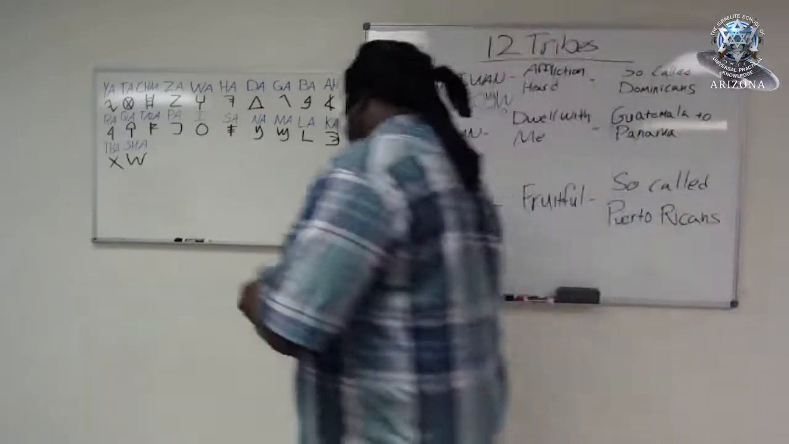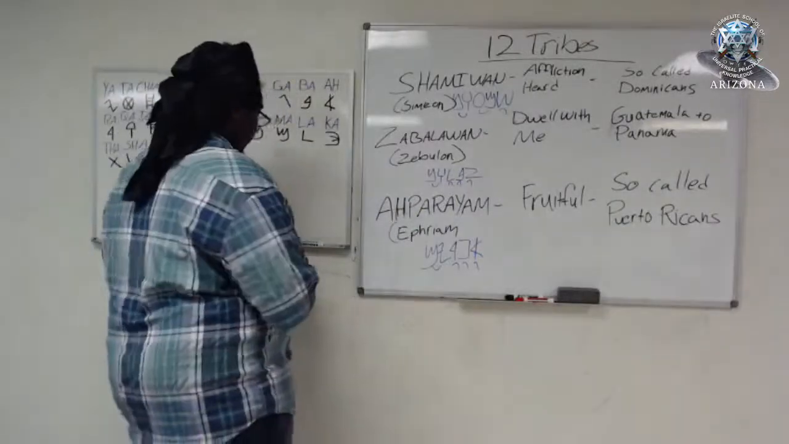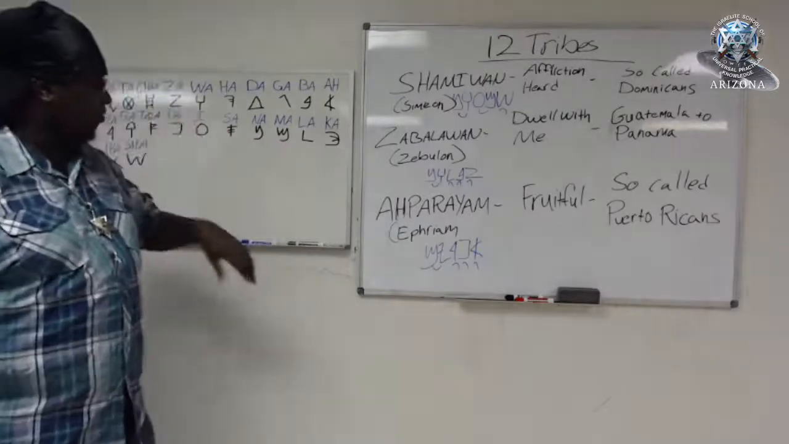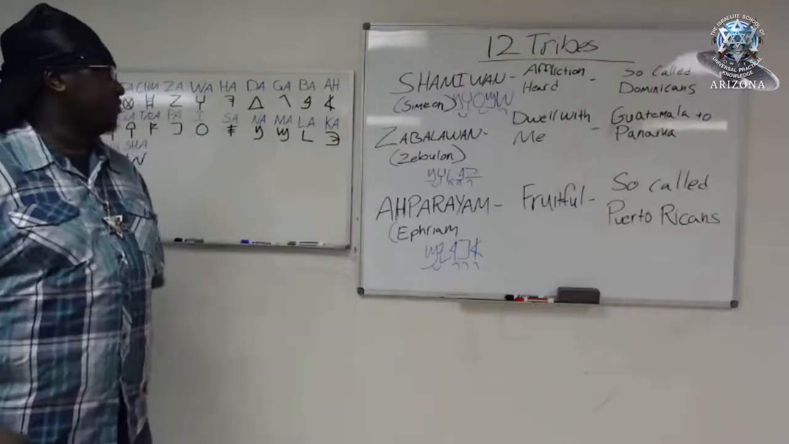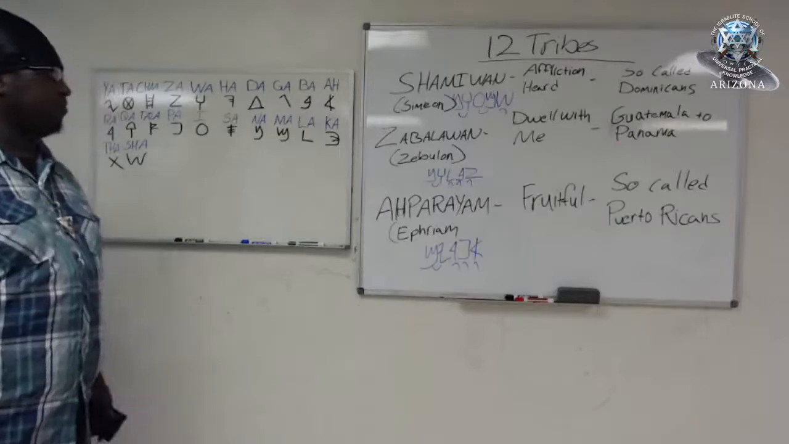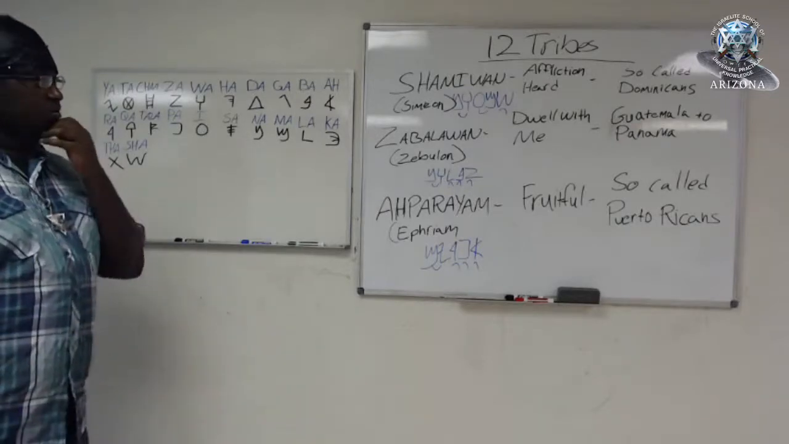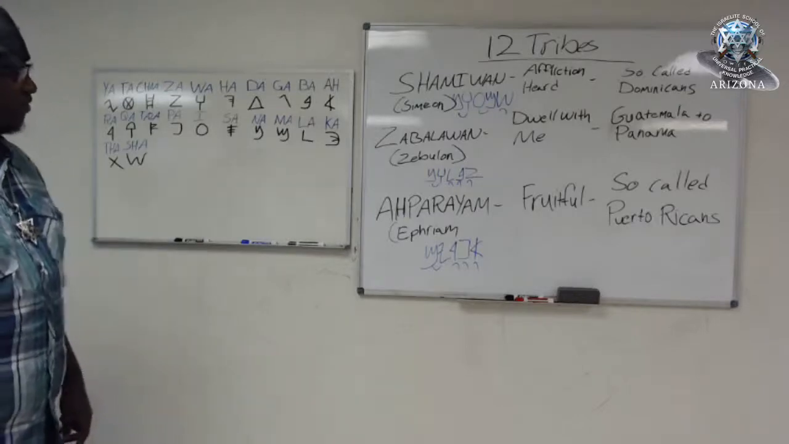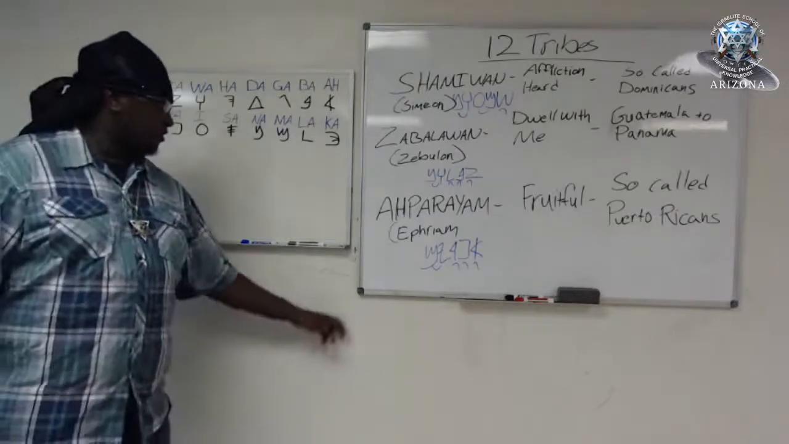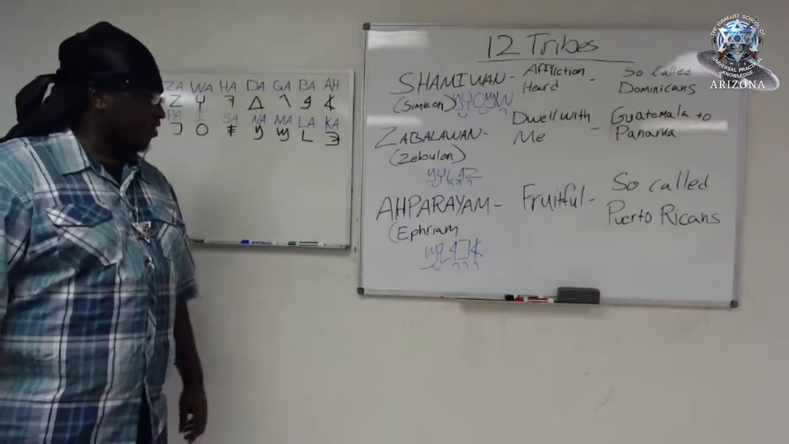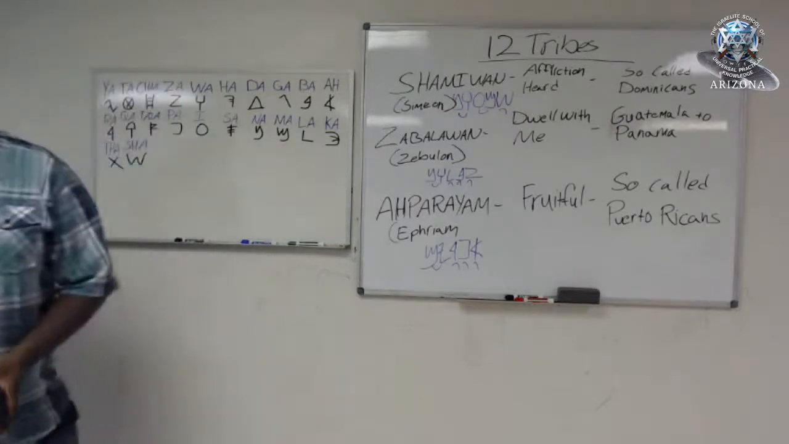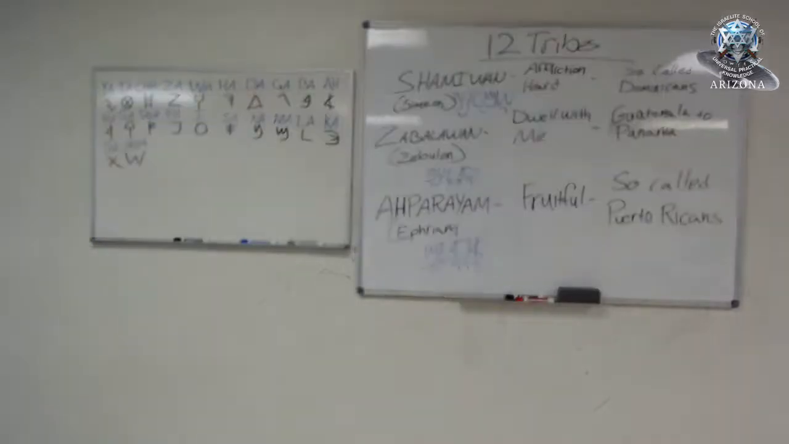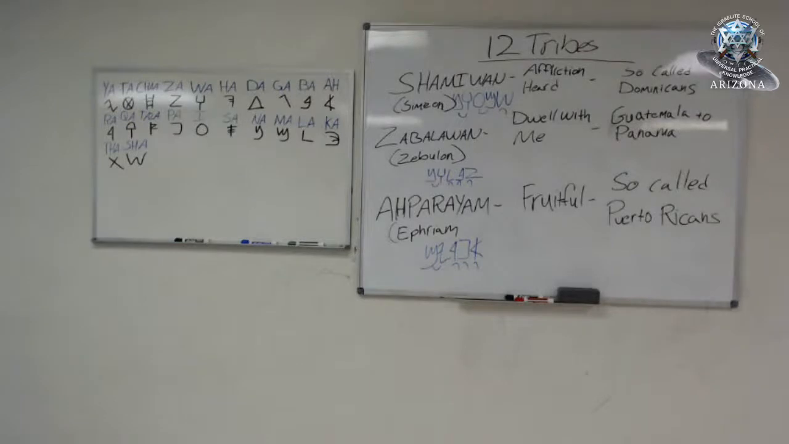All right, so if you just go next to him, you got Simeon, which is Shama in the Hebrew, the so-called Dominicans, and Zebulon, which is Zabalawan in Hebrew, who are people from Guatemala to Panama. Aparayim, which is Ephraim in Hebrew, which stands for fruitful. Okay. Yeah, a minute to write that down.